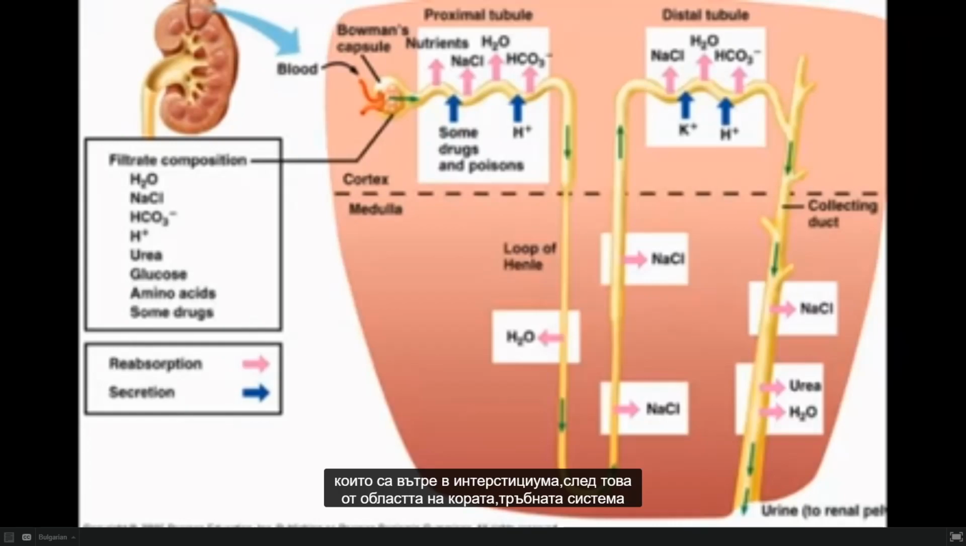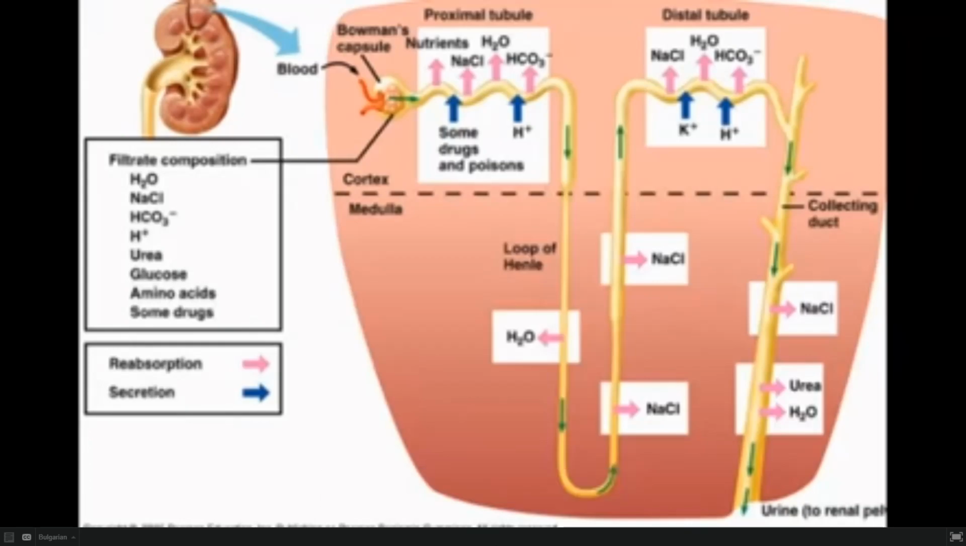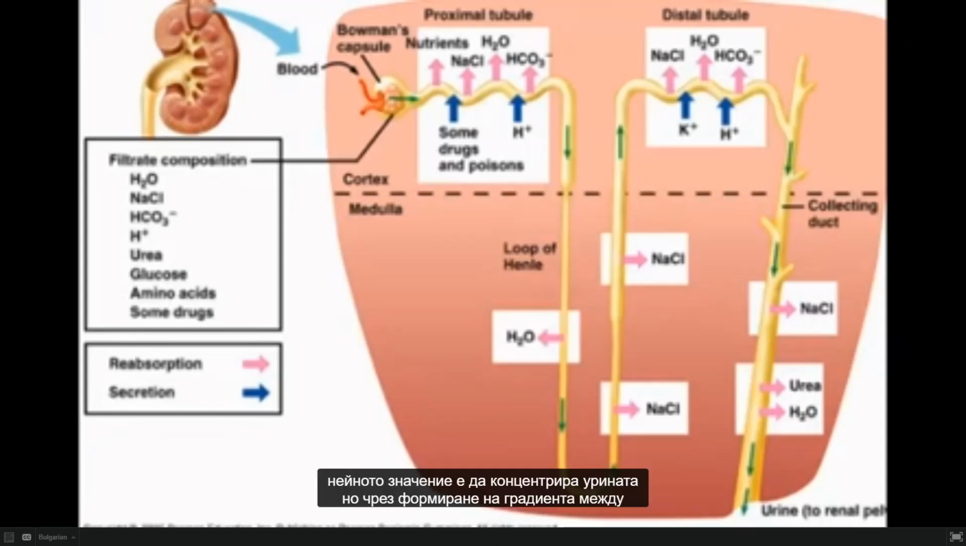Then from the cortex area, the tubular system goes deeply inside of the medulla. That is the place where the concentration of urine starts. And that place of the tubular system we call the loop of Henle. The meaning of the loop of Henle is to concentrate the urine, but through forming the gradient between the salty state and the liquid state because of the osmosis of water and the sodium and the chlorine.